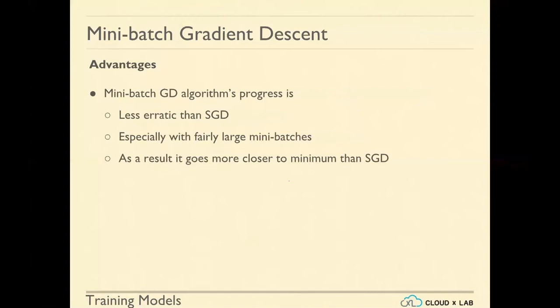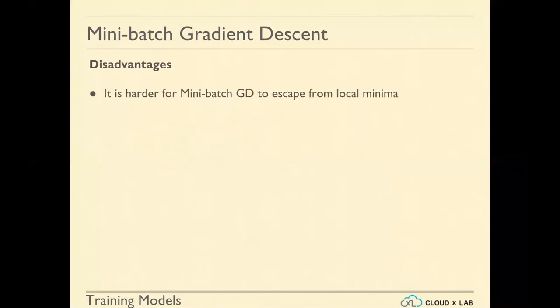And the mini batch goes closer to the minimum than SGD. The disadvantage is that it's harder for mini batch to escape from local minima. Just like batch gradient descent, and unlike stochastic gradient descent, the mini batch also kind of gets stuck in local minima.